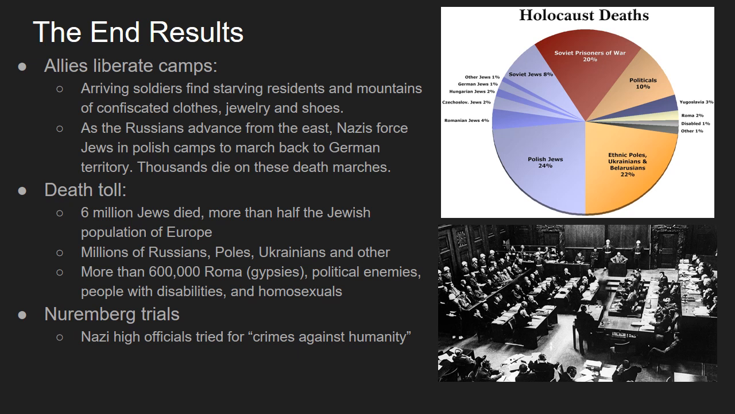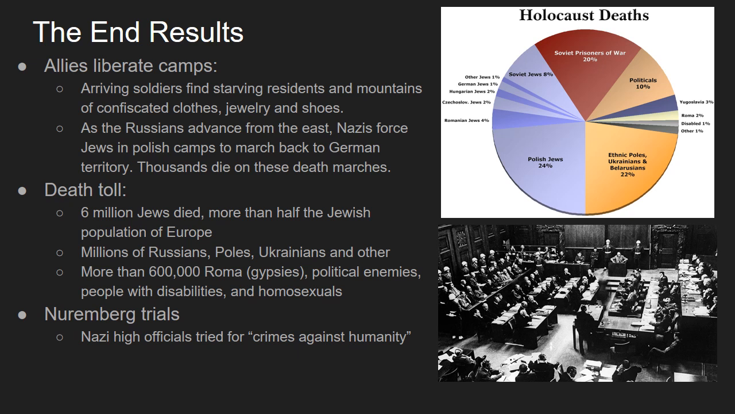The end death toll was about 6 million Jews. This was more than half the Jewish population of Europe. There were also millions of Russians, Poles, and Ukrainians who were killed in the Holocaust, as well as more than 600,000 Roma. Political enemies of the Nazis, so people like communists, German communists, people with disabilities, and homosexuals were all targeted.